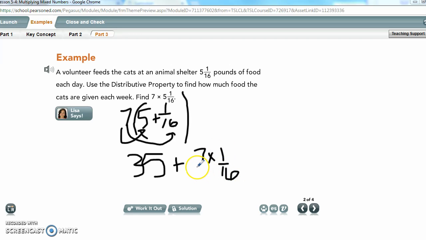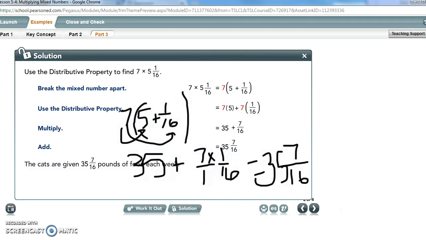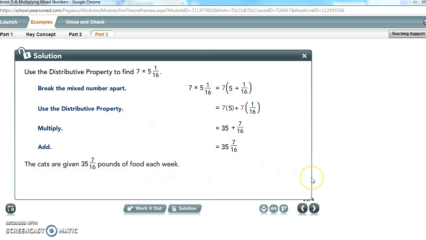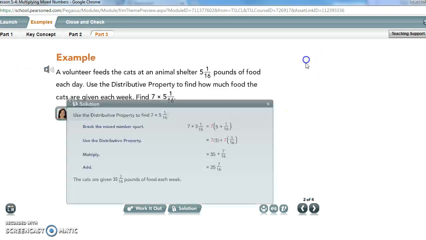Well, this then becomes 7 over 1. So I have 35 plus, well, 7 times 1 is 7. 16 times 1 is 16. So I get 35 and 7/16 is my answer. The reason why this works is because of the distributive property. Remember, 7 times 5 plus 7 times 1/16, I get 35 and 7/16.